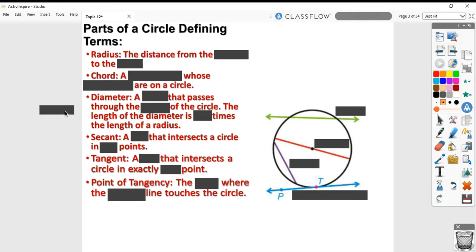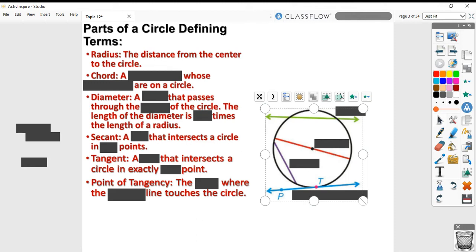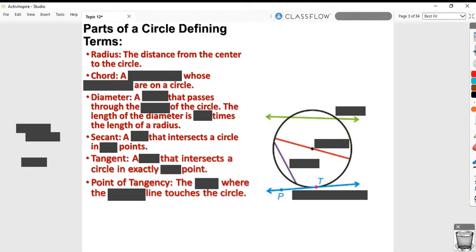This is one that we already know. The radius is the distance from the center to the circle. So from that point right in the middle of a circle to a point that is actually on the circle, that is the radius.